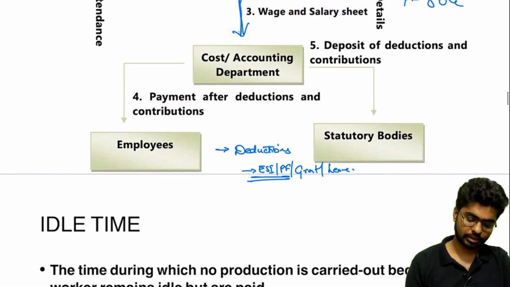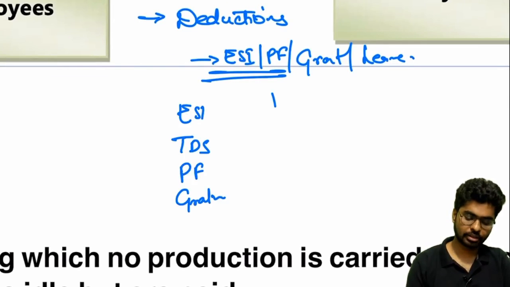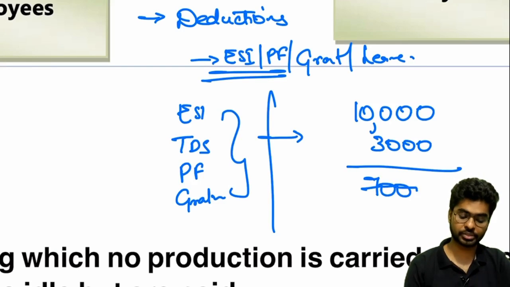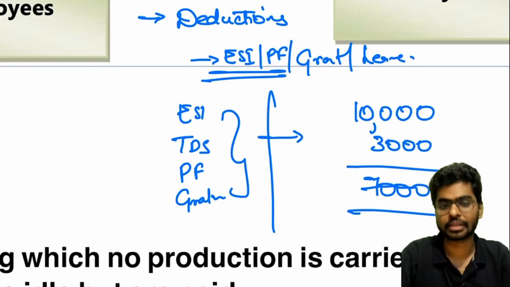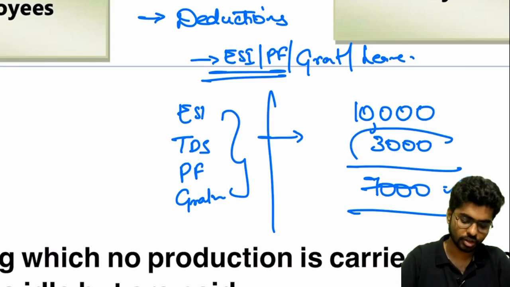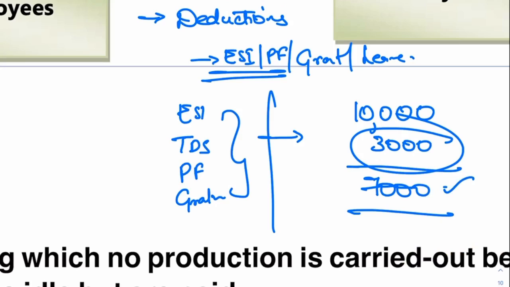Now let's say in case of ESI, TDS, Provident Fund, gratuity, if an employee has to get 10,000 salary and all of this put together is, let's say, 3,000, the employee will be getting only 7,000. That is, out of the entire 10,000 rupees, the deductions are reduced by the company and it pays him only 7,000. Who will get this 3,000? The 3,000 will be given to the government, because these are all statutory dues. Statutory means these are all something which are legal. Are you clear?